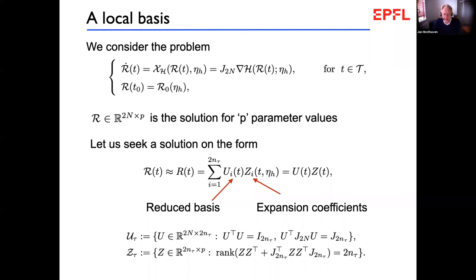Okay, and U and C have some properties that we need to respect. So U is the basis, so it has to be orthogonal, it has to be symplectic, sometimes called orthosymplectic. And C has to have full rank. This is a rank condition. If it doesn't have full rank, it basically means that we are using a basis which is too rich, at least in exact arithmetic. So that is simply a rank condition.